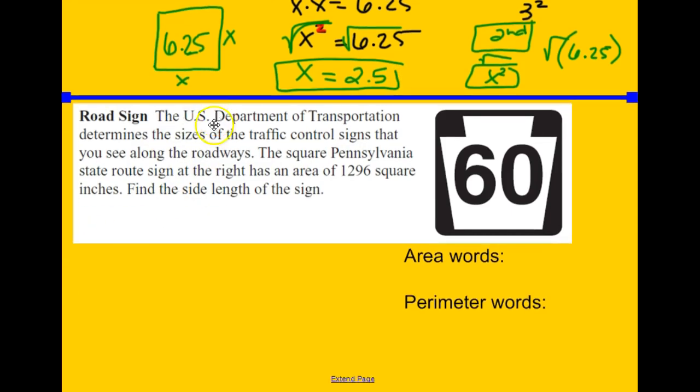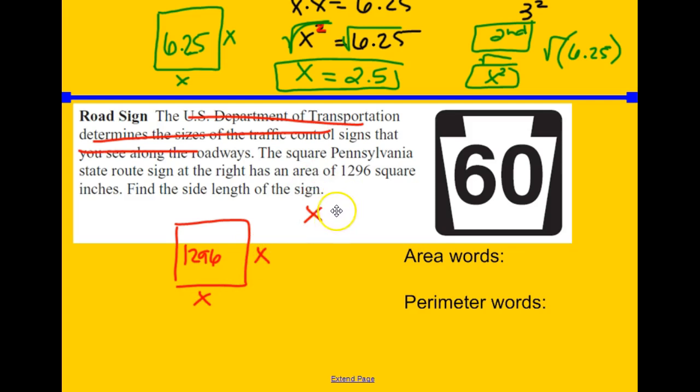Alright. The U.S. Department of Transportation determines the sizes of the traffic control signs that you see along the roadways. Cool, but we don't really need that information. They tell us it's a square. The square Pennsylvania State Route sign at the right has an area, again on the inside, of 1,296 square inches. Find the side length of the sign, same as before.